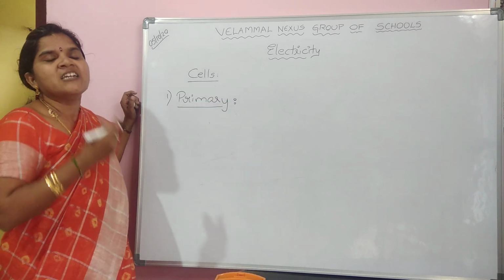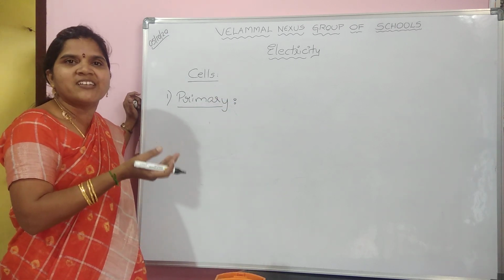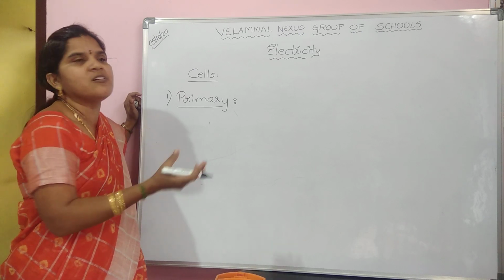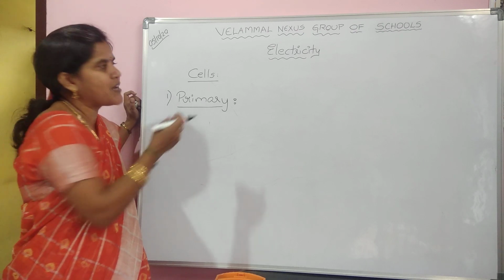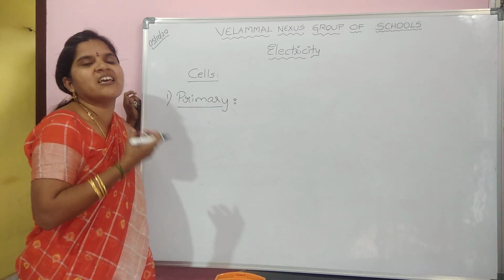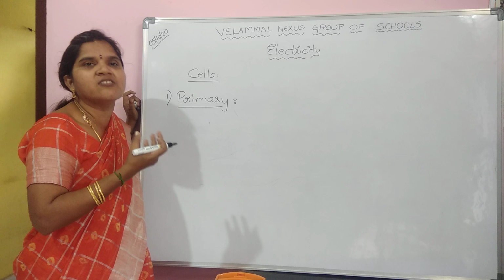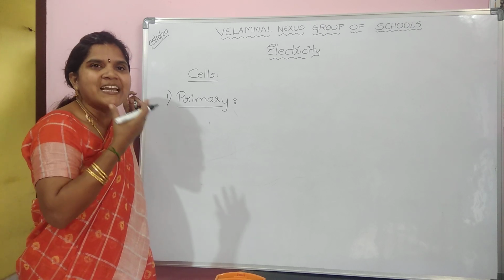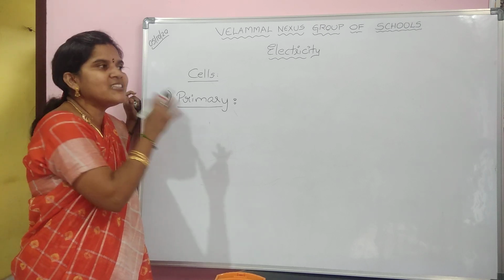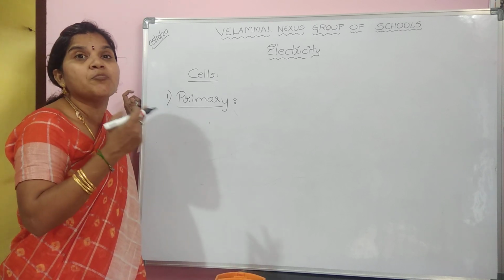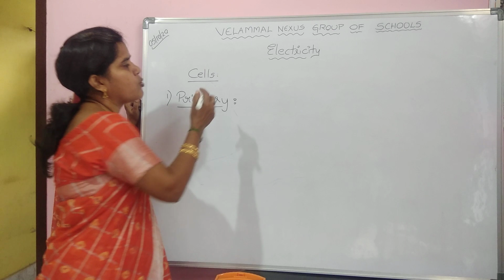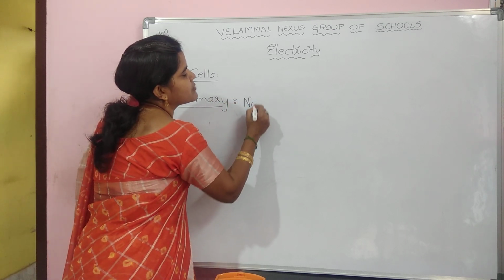These cells are nothing but, just now I explained to you, the dry cell, right? All such kind of cells will come under primary cells. What does primary mean? The name itself says basic cells. They are the first, innovatively created basic cells, primary cells. In these cells, suppose the chemicals are used up, these cells cannot be used once again. So these are non-rechargeable cells.